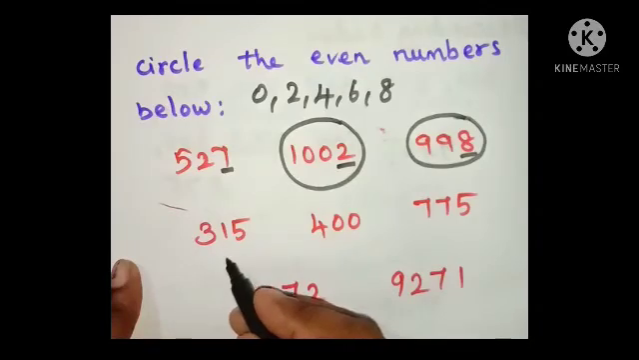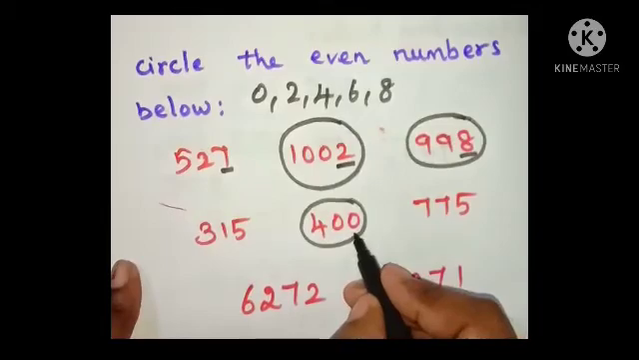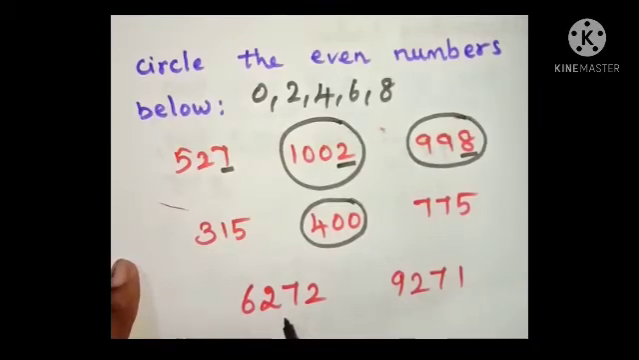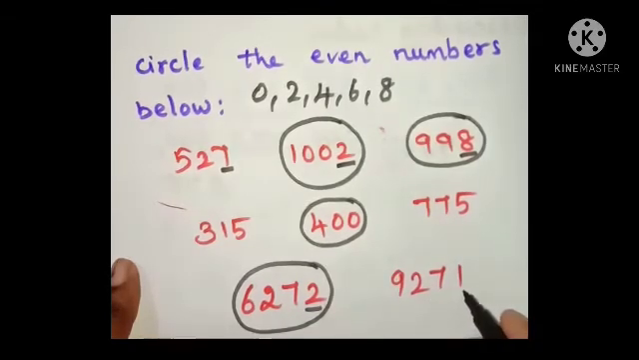315 is not an even number. 400 is an even number because it ends with 0. 775 is not an even number. 6272 is an even number because it ends with 2. And finally 9271, it ends with 1, so it is not an even number.